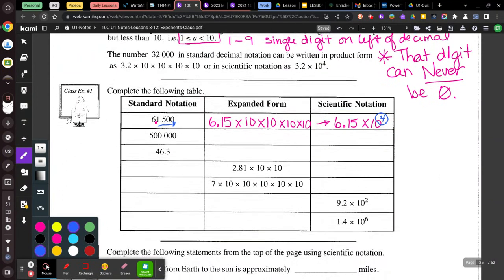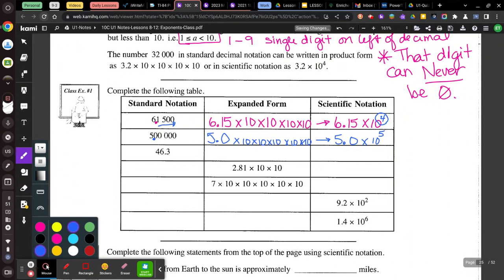So the next number, where would I put my decimal point? In front of the 5 or behind the 5? Behind it. It's going to go right there. So this is going to be 5.0. Yes, you have to show the 0.0. Now, how many 10s am I going to have on there? How many digits are after the 5? I have 5 digits after the 5. They're all zeros, so I'm going to have 5 10s. And then that makes my number 5.0 times 10 exponent 5.